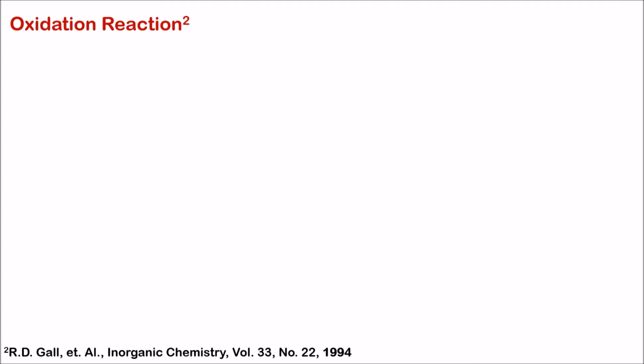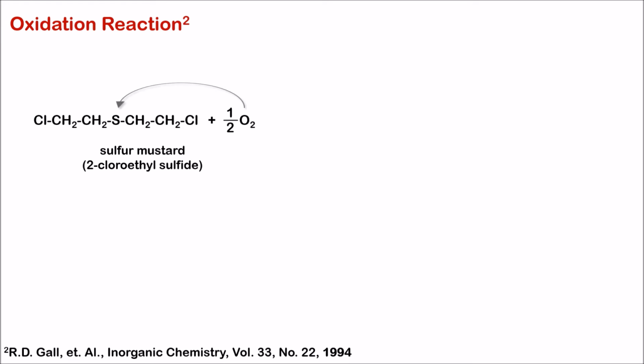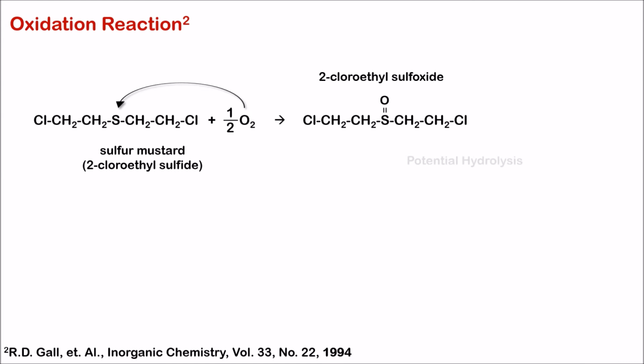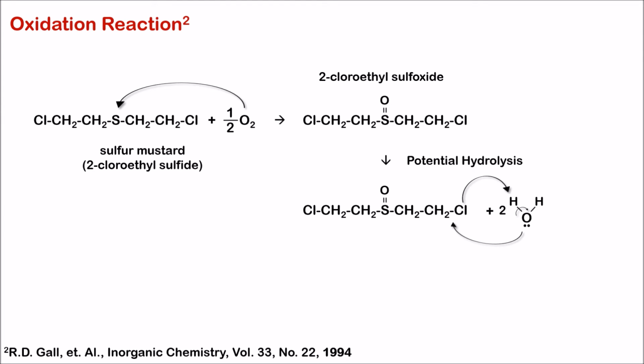Now, for the oxidation reaction, say you have a sulfur mustard molecule. When adsorbed at the surface of the polyoxometalate, sulfur mustard reacts with oxygen to produce 2-chloroethyl sulfoxide, which is considered non-lethal.